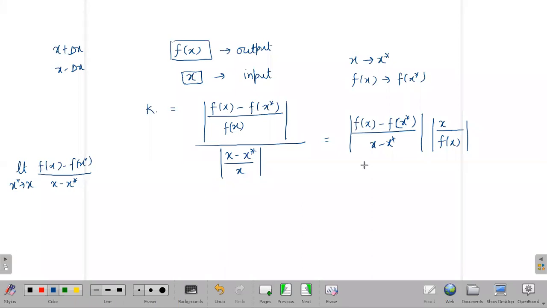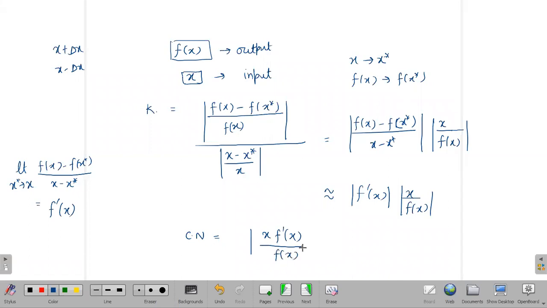Okay, so now if I take f of x minus f of x star divided by x minus x star and take the limit x star to x, that will give you the derivative at x. If I'm not taking the limit, that will give you the approximate value of f dash x. So this expression is an approximation of f dash x, times x by f of x. So the condition number is given by x into f dash x, the derivative of f of x, divided by f of x.